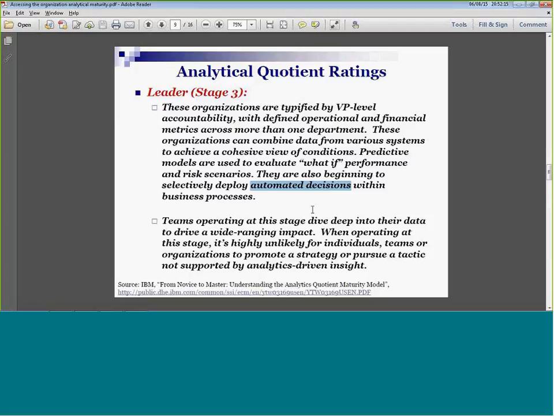Why have people doing that? Why not turn that into an automated system and let people work on problems that we can't yet automate? Okay, moving them up. Teams operating at this stage dive deep into their data to drive a wide-ranging impact. And it's unlikely for individuals, teams, or organizations to promote a strategy or pursue a tactic not supported by analytics insights.